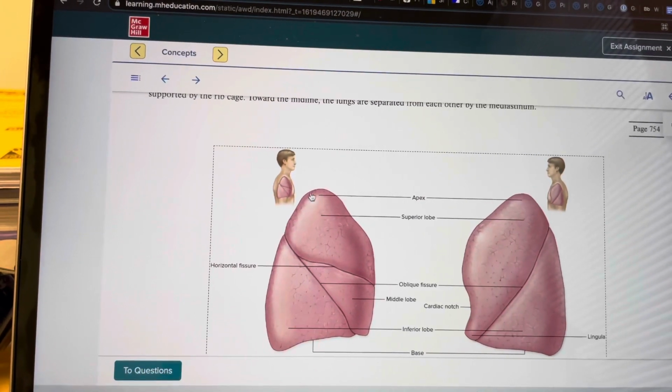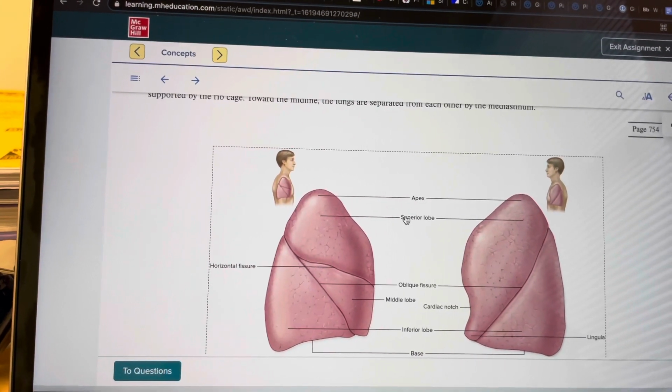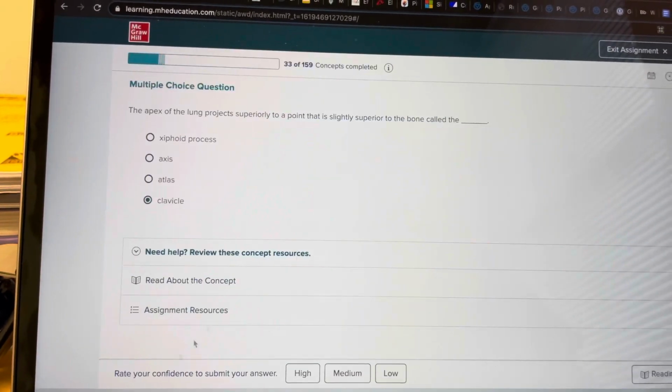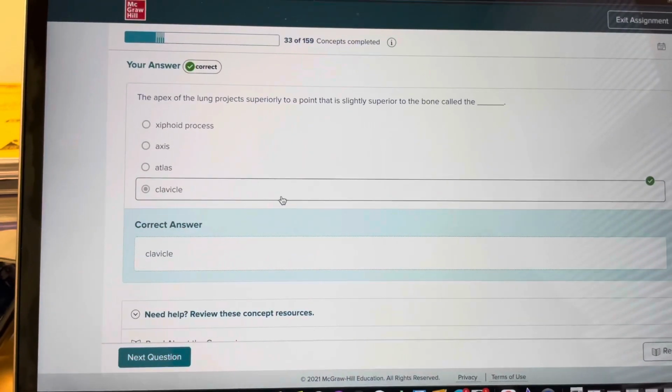So there's the apex of the lung. You can see it here on both the left and the right lung. And then it points, yeah, and you can tell that it's a clavicle. So I'm going to go back to questions, click that I'm highly confident in it. You can see that I'm correct now.